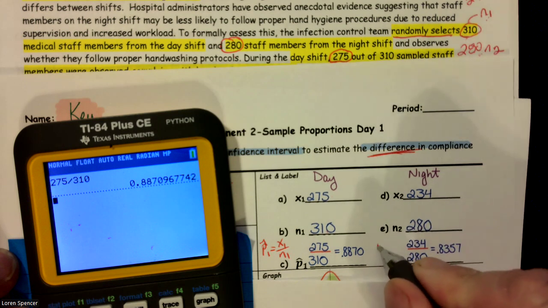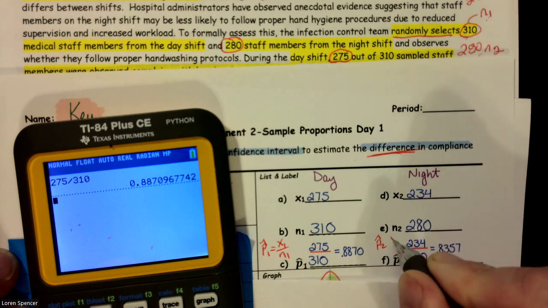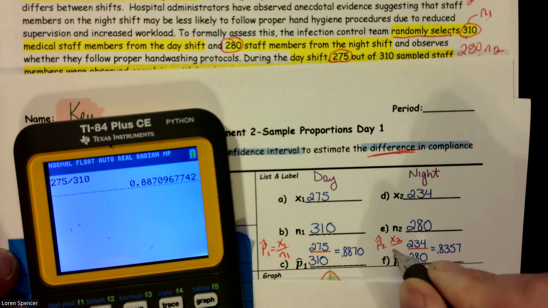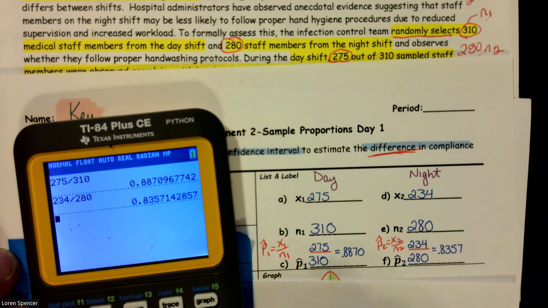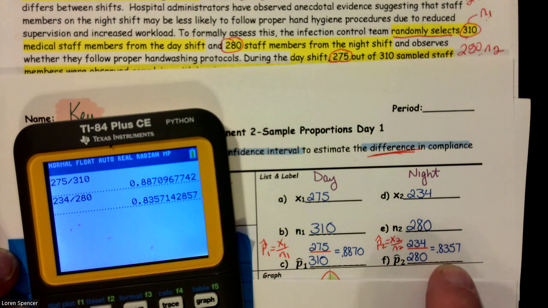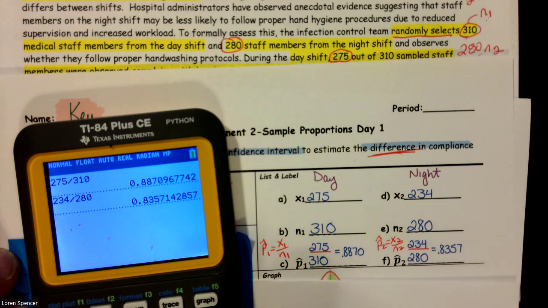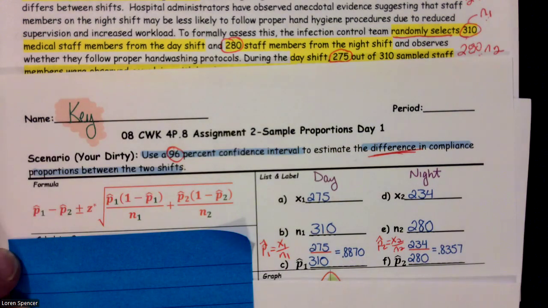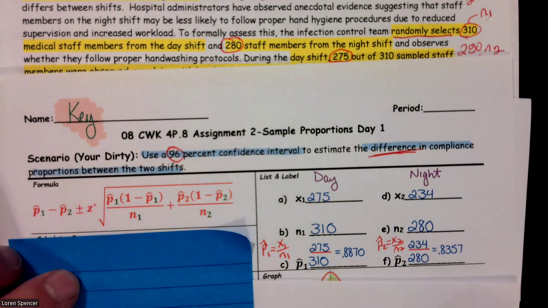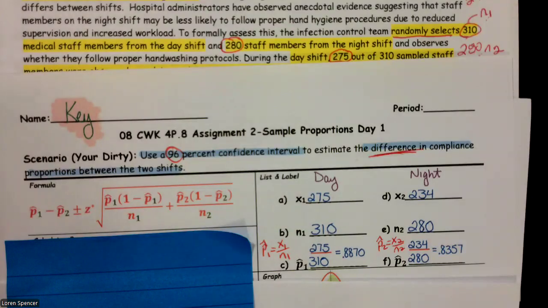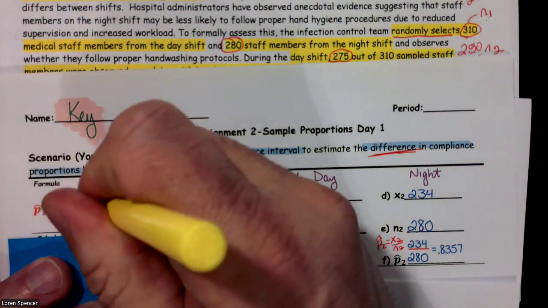And for p hat 2, it's the same formula, but we're going to use x2 over n2. So in this case it will be 234 divided by 280, and there it is, 0.8357. So we're good to go there. Now that we have p hat 1 and p hat 2, the only thing we're missing to run the confidence interval is our z star. So we're going to have to calculate z star.